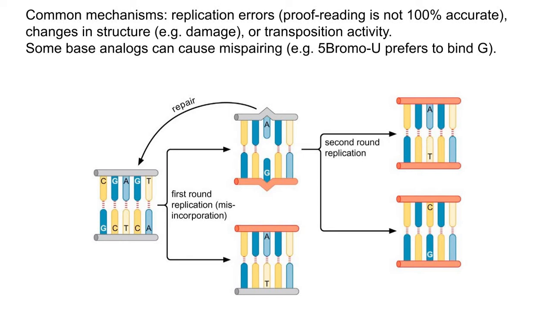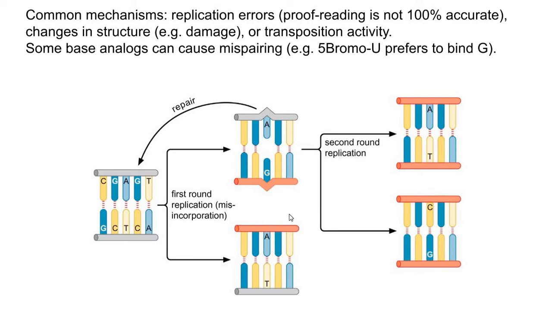So these kinds of errors can happen in the DNA sequence that leads to mutation. Here, this shows how mutations might happen. This is the first round of replication, and this is what it's supposed to be. There is a misincorporation. So instead of a T here, a G has been inserted instead with A.